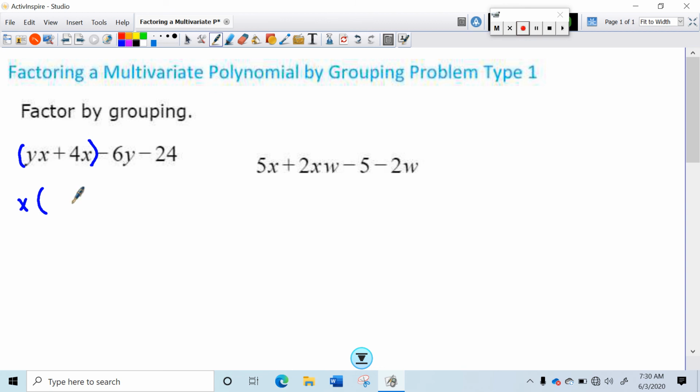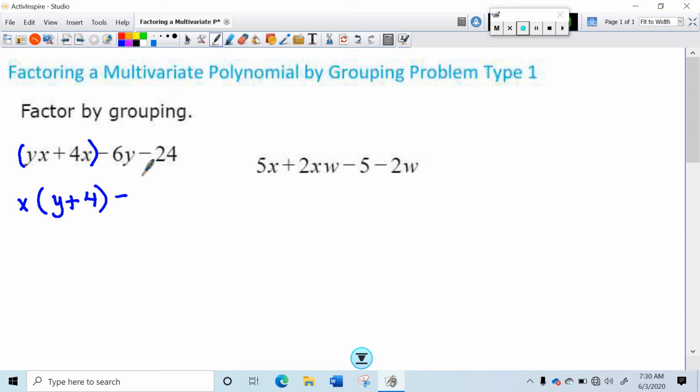I'm going to write down what's left in parentheses. So I have a y and an x. I took an x out, so that's a y. Then I have a plus sign. I have a 4 and an x. I took the x out, so that's a 4. Now, whatever sign is after your parentheses, write that down.